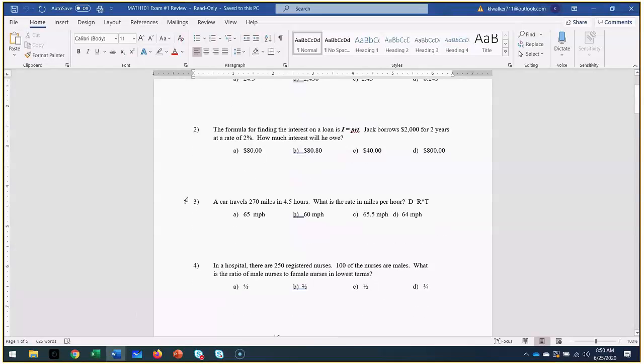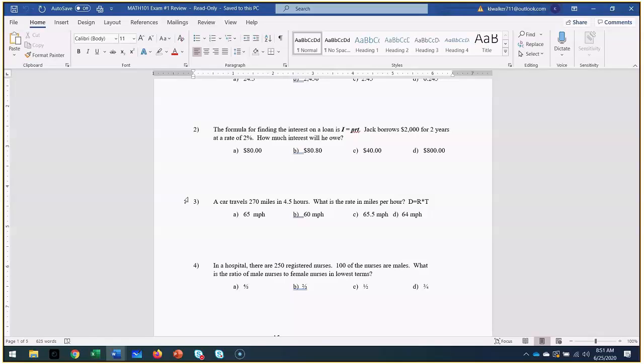Number 2, the formula for finding the interest on a loan is I equals PRT. Jack borrows $2,000 for 2 years at a rate of 2%. How much interest will he owe? So this is like a problem-solving question from 7.4 or 7.6. They're giving you a formula, and then they're telling you everything to plug in.